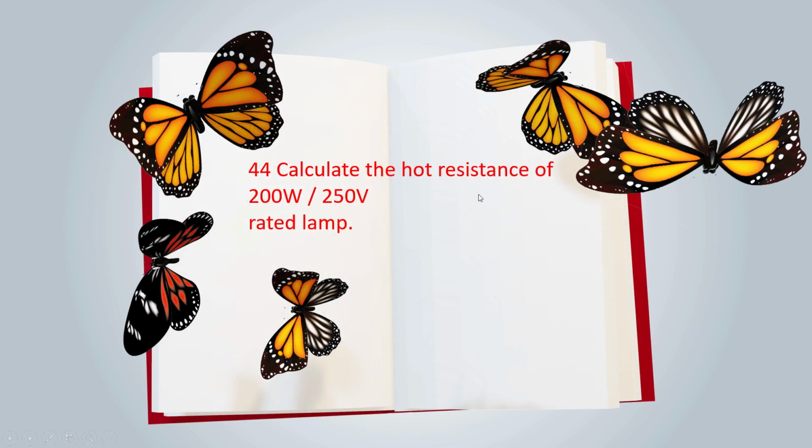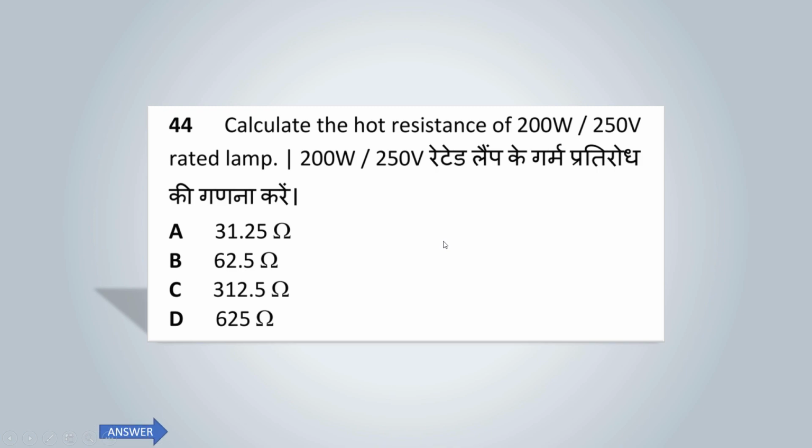The answer is 312.5 ohms. Formula is P equals V square divided by R. What is the value of resistance in open circuit? The answer is infinity.